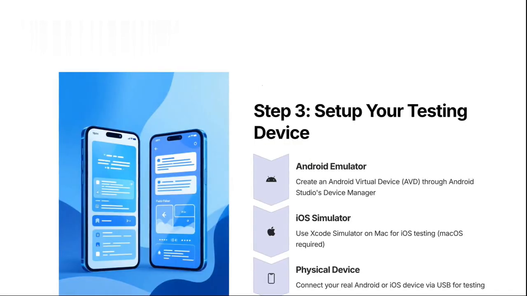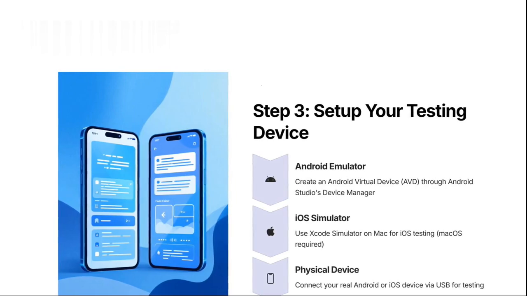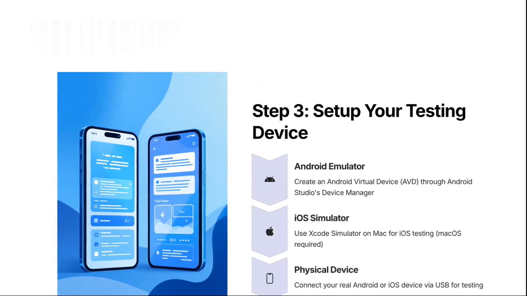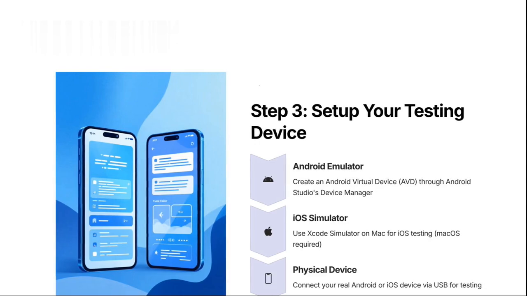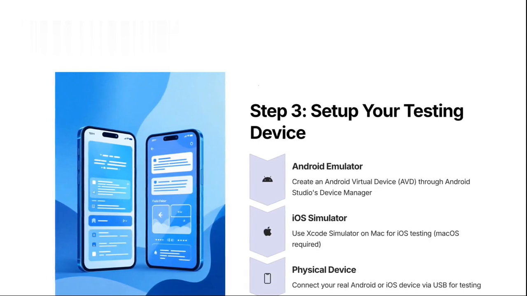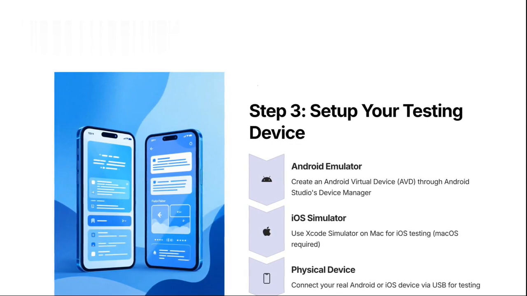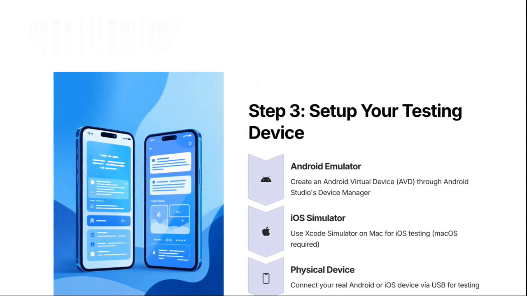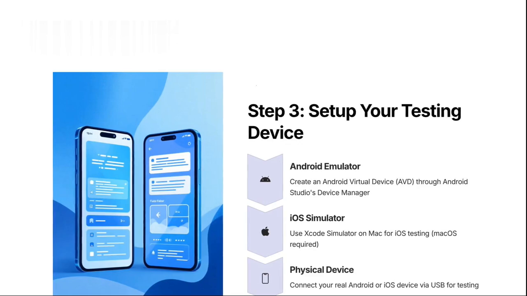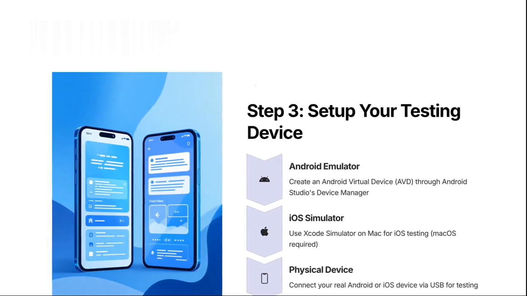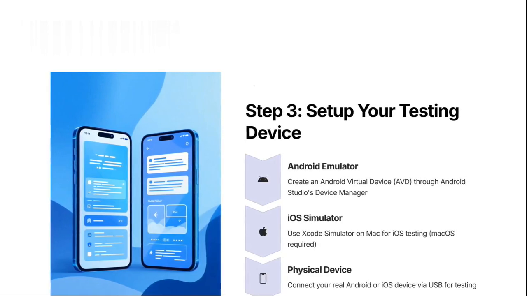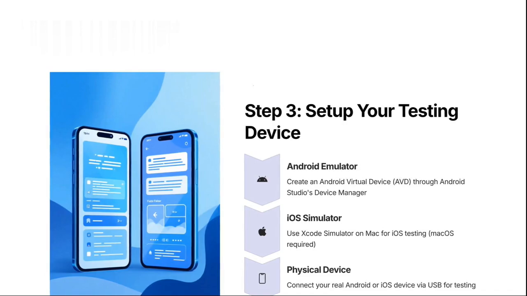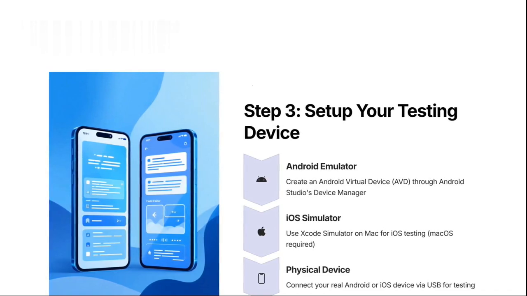Set up your testing environment properly by creating an Android emulator if you are working on Android development, using the iOS simulator if you are on a Mac system, or by directly connecting a physical device through USB for real-time testing. Doing this ensures that your app runs smoothly, consistently, and without issues across different devices and platforms, allowing you to check performance, design, and functionality before moving ahead.